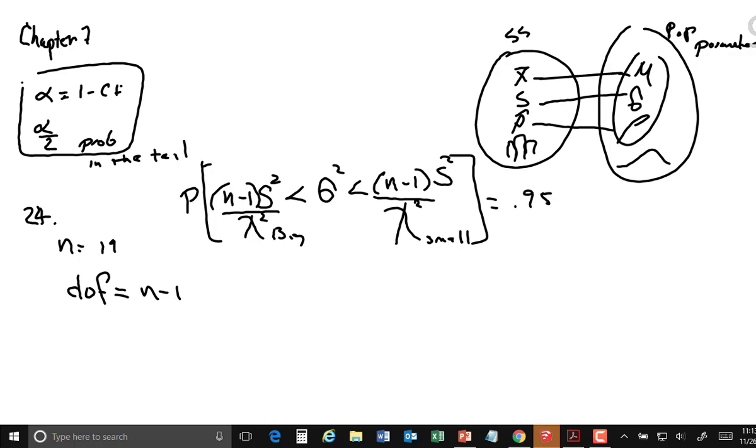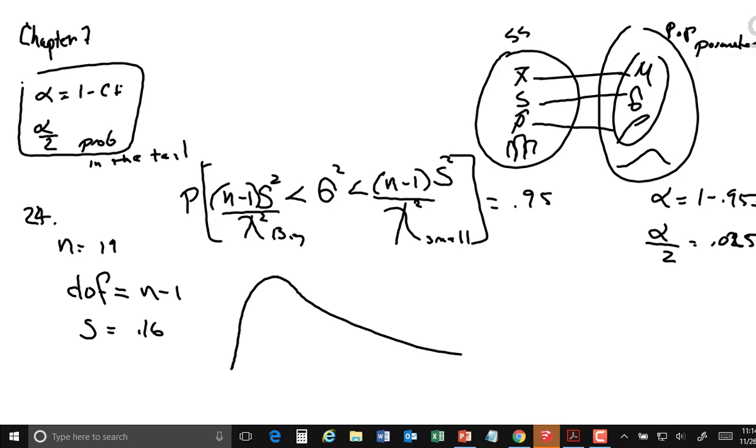So now we have N minus 1, and then what was my S, do they give you S? 0.16. Is that S squared or S? That's just S. Okay. So first we're going to do what alpha is. Alpha is 1 minus the confidence interval. So alpha divided by 2 is going to be equal to 0.025. Do you see that? Because this is 0.05, so half of that is 0.025. And this is what a chi-square looks like, kind of. It's not symmetrical, it's like this.